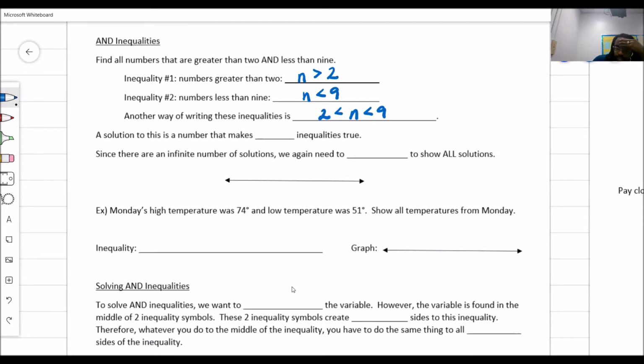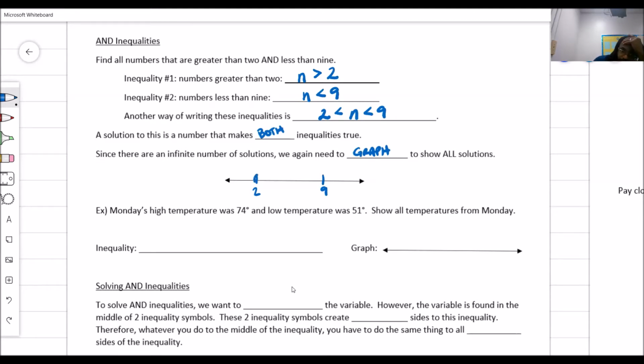Okay, notice that this is eating the end. The alligator's eating the end, so it's greater than 2. A solution to this is a number that makes both inequalities true. Since there are an infinite number of solutions, we again need to graph to show all of our solutions. And yes, there is an infinite number. You might say, oh, there's only 7 numbers, but remember that all the numbers in here, like 2.01, 2.001.